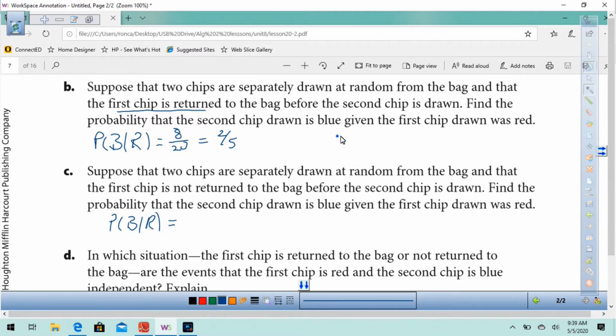Now, the previous one is something that's called independent. In other words, the second draw did not depend on the first draw. But this time, since the first chip is not returned, this one is going to be dependent, or not independent, however you want to say it. So we only took out 1 chip, and it was red. So we still have 8 blue chips, but we no longer have 20 in the bag. We have 19. Okay.